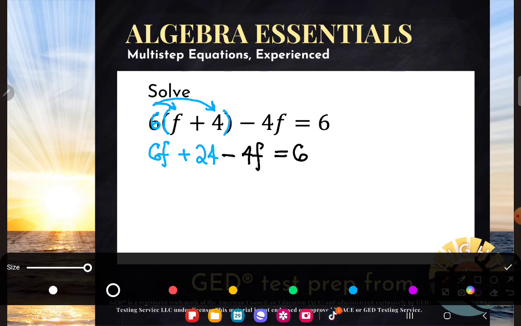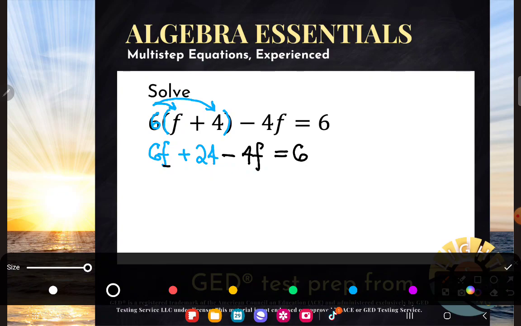So what to do now? Still looks a little ugly. Well, have you ever seen Finding Nemo? You know how Dory says, just keep swimming, just keep swimming. Yeah, that's what we do here. Just keep simplifying, y'all. If you see any more work you can do, just keep doing it. And I do see more work that I can do.